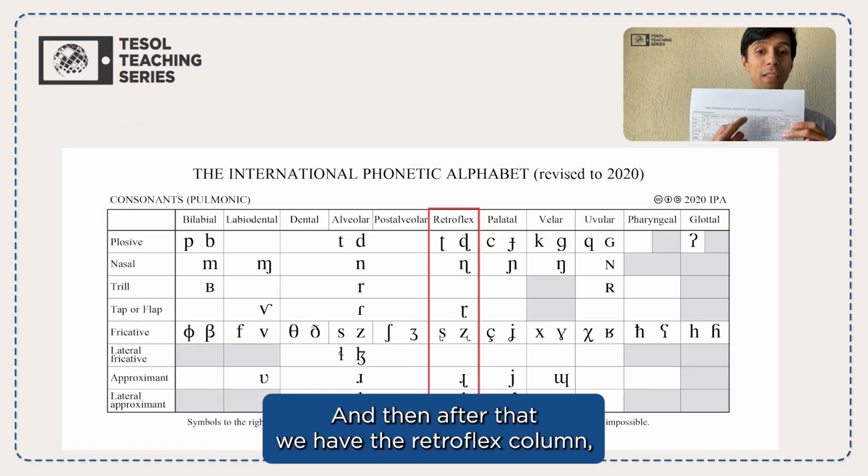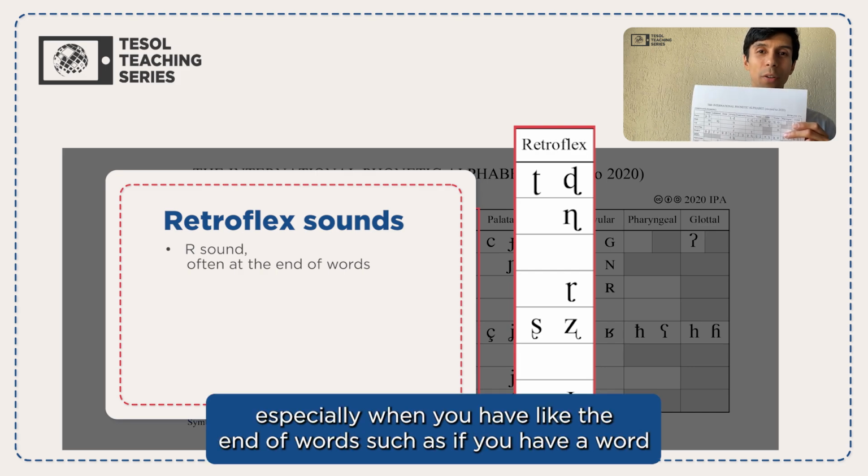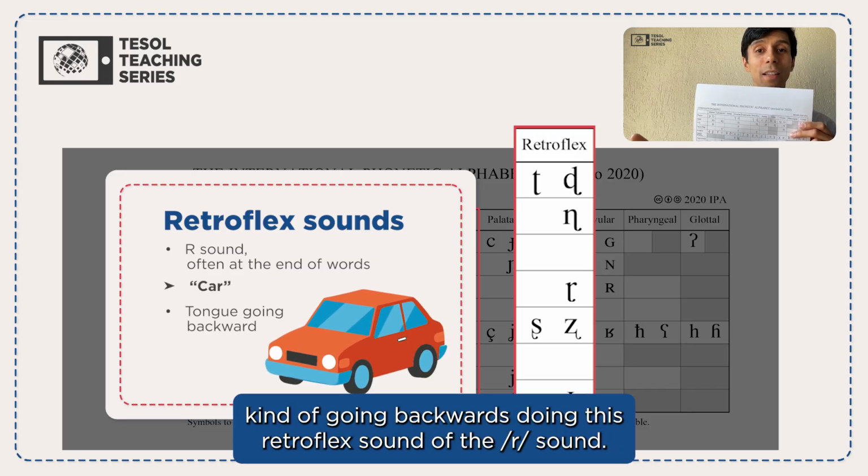And then, after that, we have the retroflex column, which mostly refers to the sound of R, especially at the end of words. If you have a word such as car, for example, you're going to have your tongue going backwards, doing this retroflex sound of the R sound.